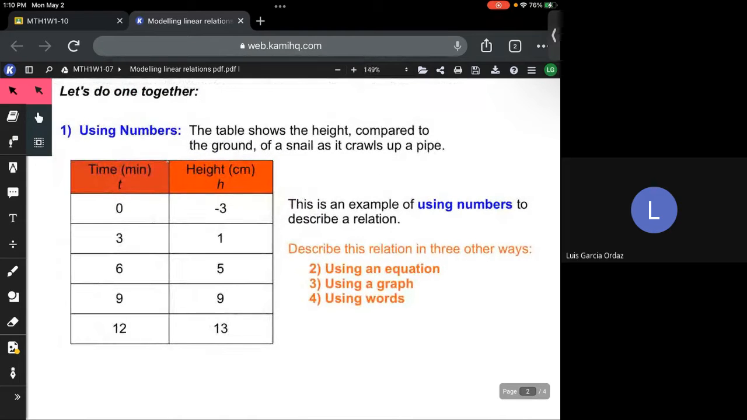So this table of values shows the height compared to the ground of a snail as it crawls up a pipe. Why is it like that? Because it's trying to get up to the... I don't know. Don't ask me, I didn't make up this question. Okay, so this is an example of using numbers to describe a relation. This is our table of values. And then we want to come up with an equation, use a graph, and use our words.